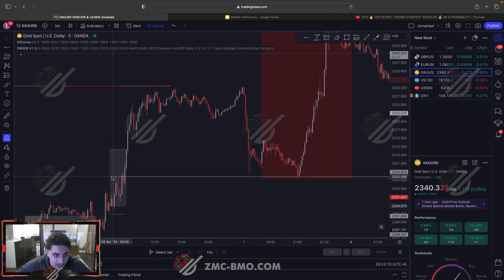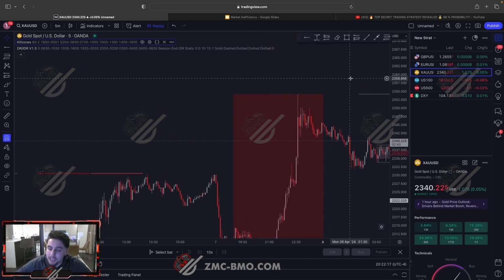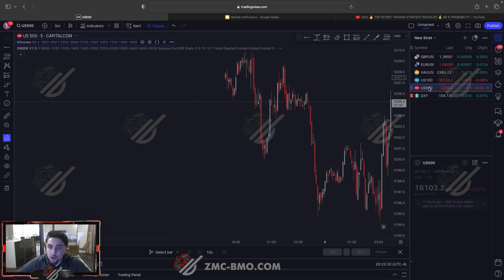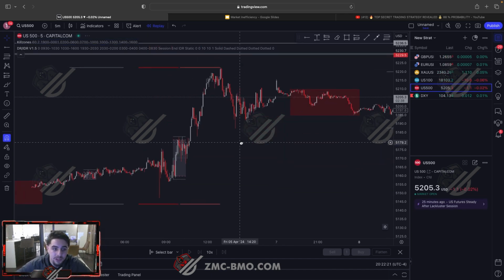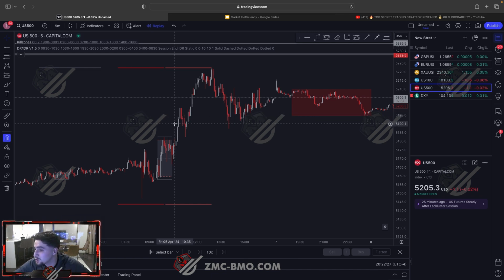You guys can see the midline over here. If I just mark it out, it even pulled back exactly to the midline and continued to the upside. Okay, I can always show you guys multiple and multiple examples. Price over here during the New York session on the S&P, price closed bullish. And because it closed bullish, we only look for buys.